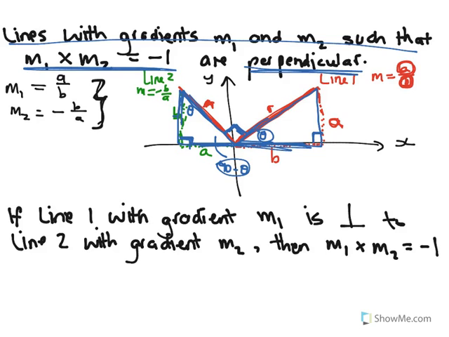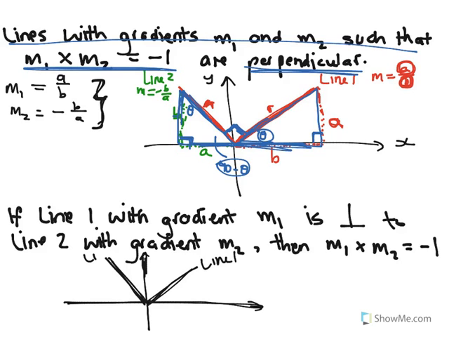Let's prove the reverse of this relationship. So if we're told that two lines are perpendicular, then we want to prove that the product of the gradients is -1. So it's going to be very similar to what we did before, except we're starting with a different set of assumptions. So we're told that the two lines are perpendicular. Again, I'm going to draw line 2 this way, I'll draw line 1 this way, right?